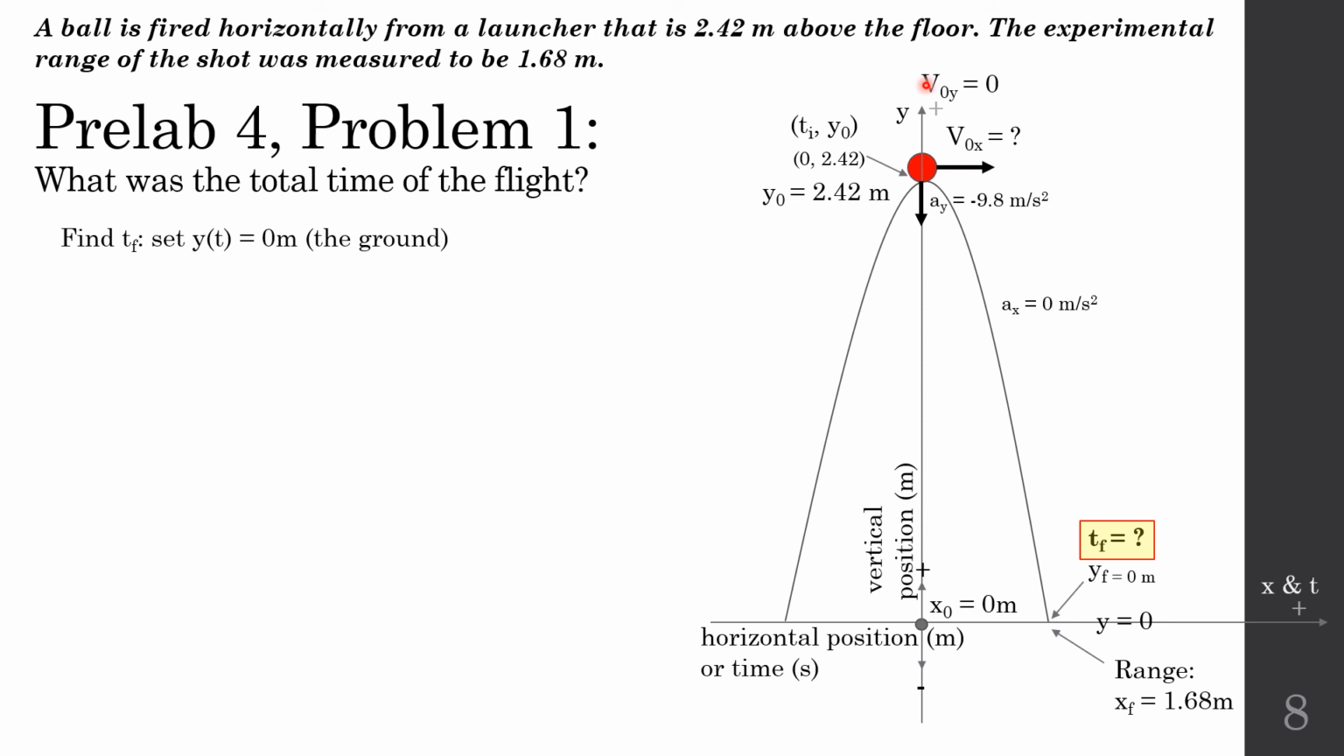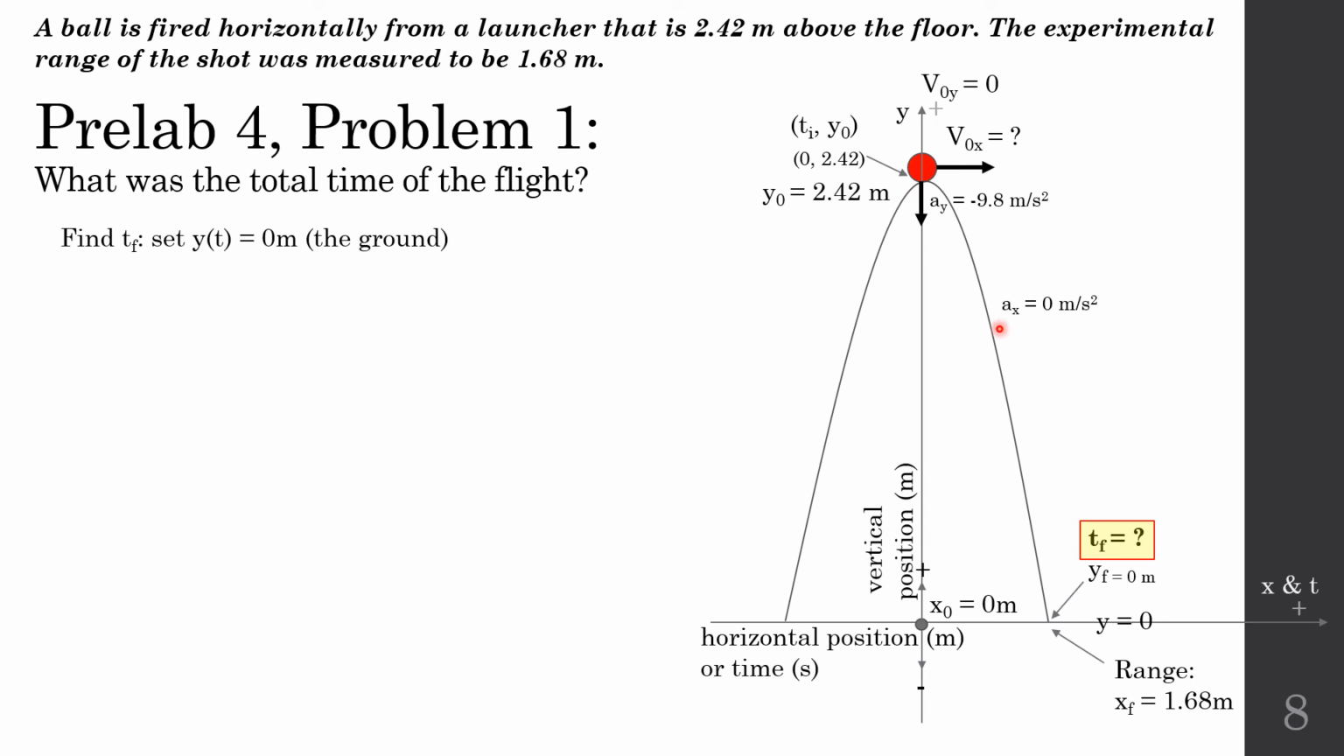The velocity in the Y direction, we know that this is equal to 0. How do we know that? Well, it was fired horizontally, right? So that means there's no vertical component, so it has to be equal to 0. Then acceleration in the Y direction, this is going to be negative 9.8 meters per second squared. It's negative because we defined down as negative, right? And of course, gravity is always downwards.